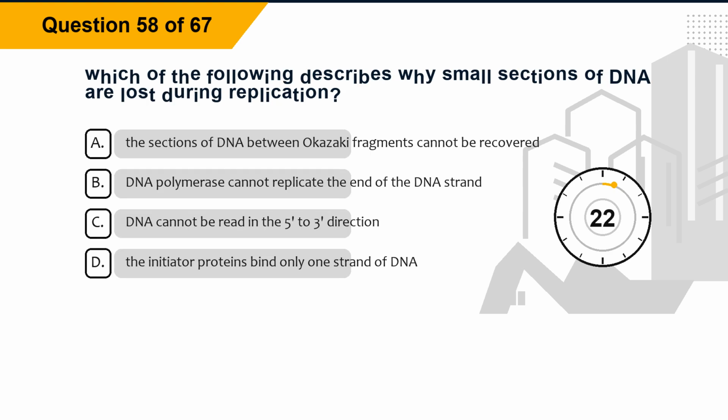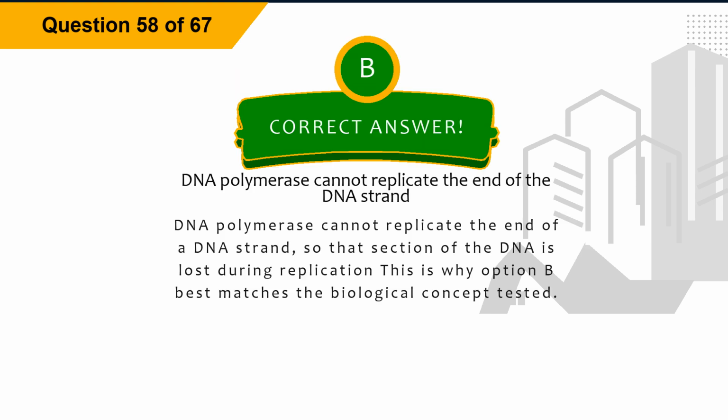Question 58. Which of the following describes why small sections of DNA are lost during replication? Option A, the sections of DNA between Okazaki fragments cannot be recovered. Option B, DNA polymerase cannot replicate the end of the DNA strand. Option C, DNA cannot be read in the 5' to 3' direction. Option D, the initiator proteins bind only one strand of DNA. The correct answer is option B, DNA polymerase cannot replicate the end of the DNA strand. Explanation: DNA polymerase cannot replicate the end of a DNA strand, so that section of the DNA is lost during replication. This is why option B best matches the biological concept tested.